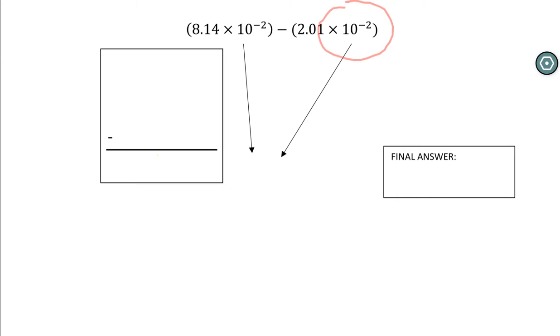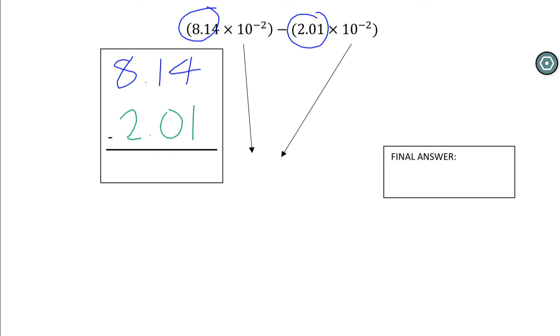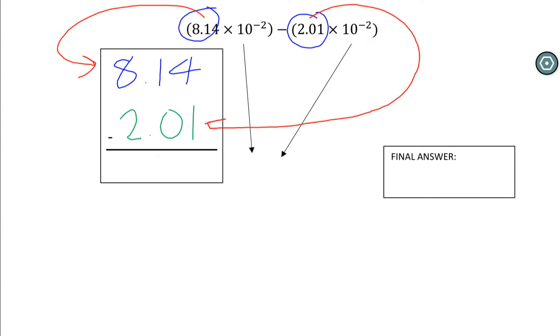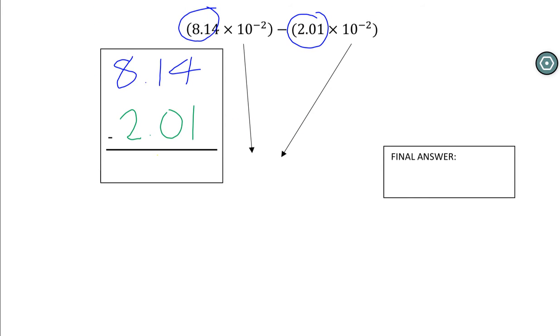So, lucky for us, this next example, our tens are to the same power, -2. So, we can go ahead and subtract our constants. I'm going to take 8.14, and then I'm going to minus 2.01 from that number. Now, just make sure you're noticing this very first number always goes on top, and the second number always goes on the bottom. Make sure you do it in order.